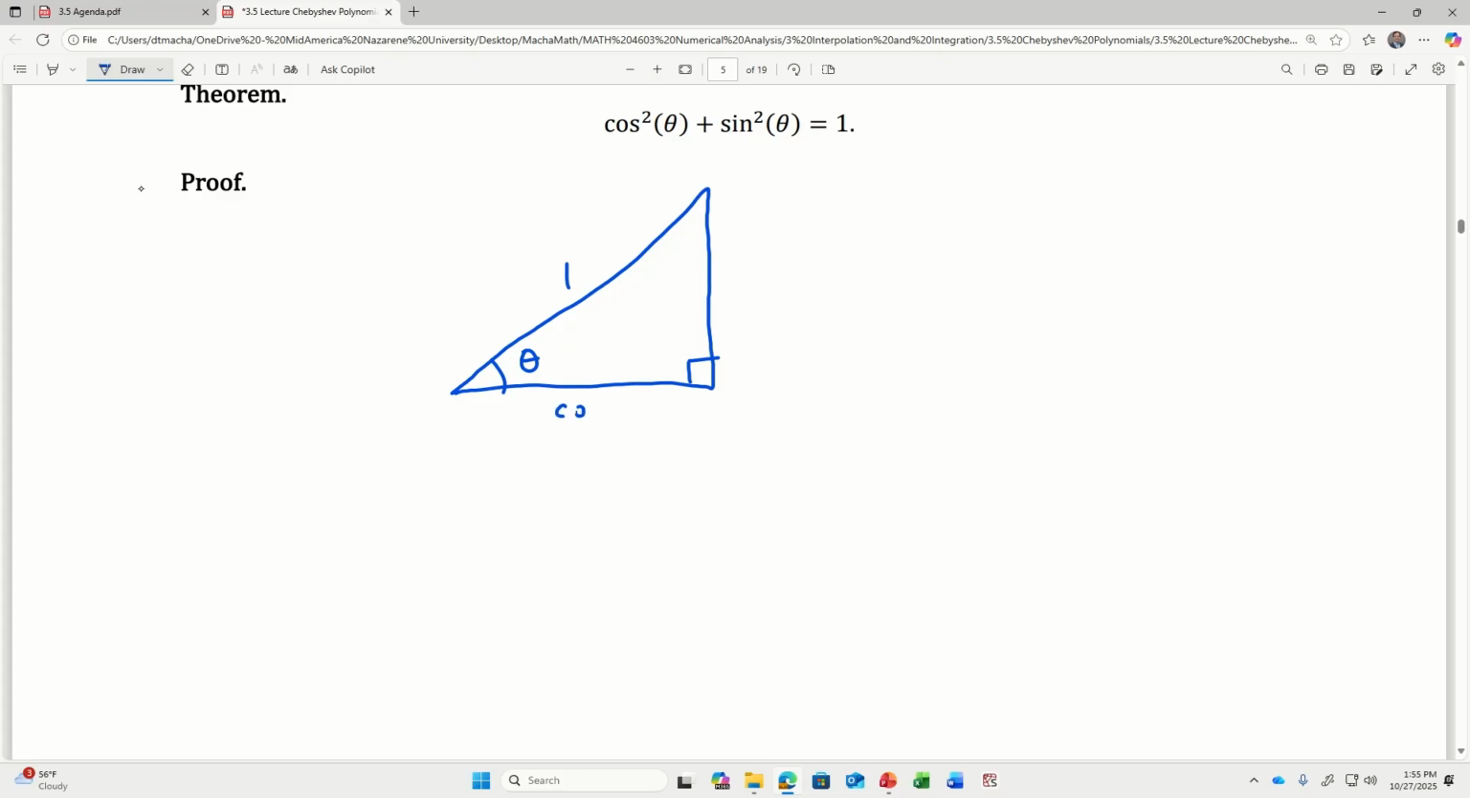Now, this side length is cosine theta. This side length is sine theta. And this follows from the Pythagorean theorem. Quick and easy proof, right? A squared plus b squared equals c squared. And then you remember the definition of cosine is the adjacent side length divided by the hypotenuse, and the definition of sine is the opposite side length divided by the hypotenuse, so it's perfect.